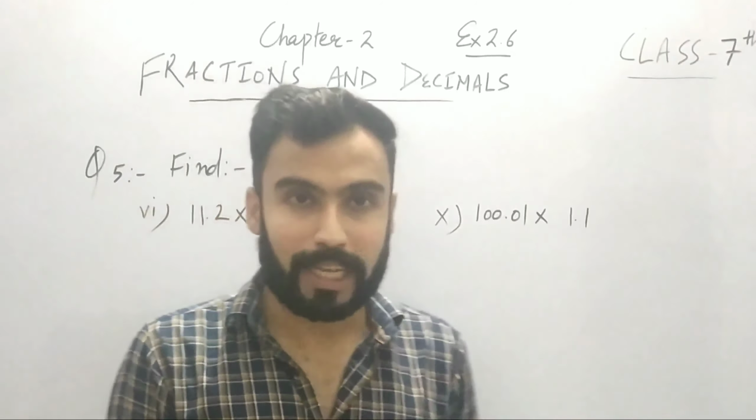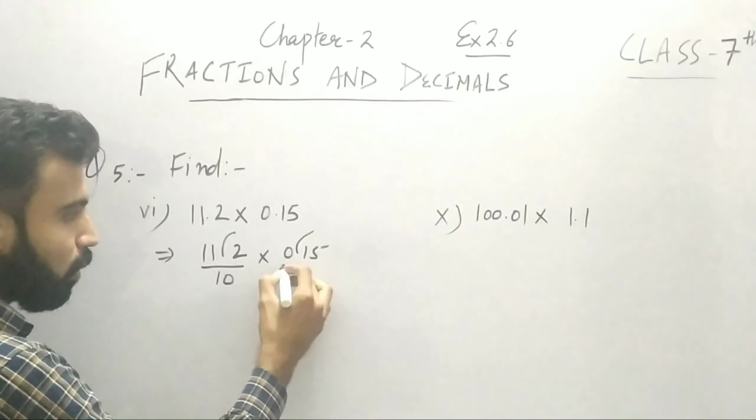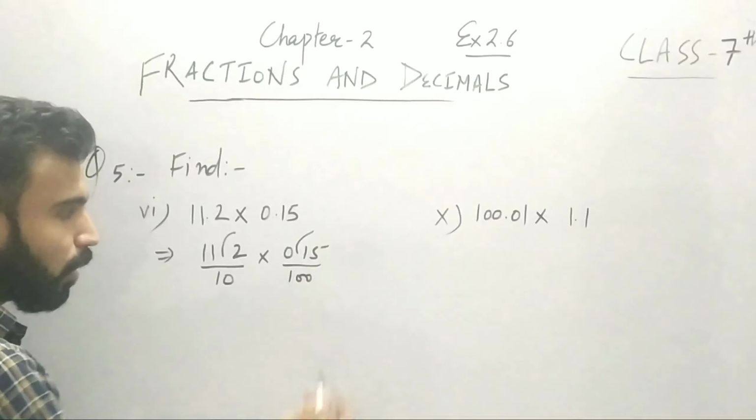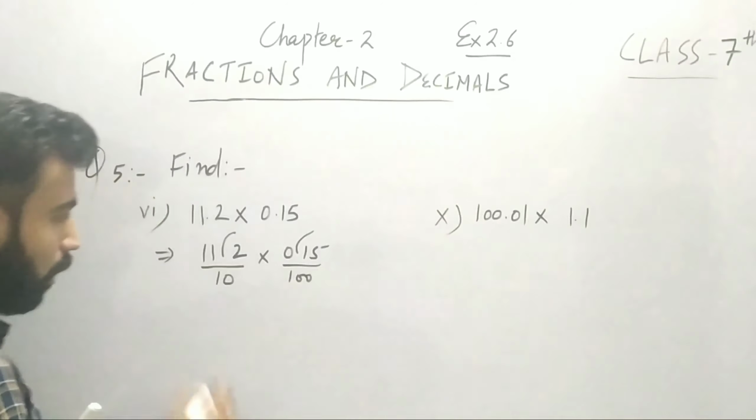So you can see here 11.2. You all know if I remove this decimal, 10 will come in the denominator. Similarly, if I also remove the next value's decimal, two digits were there, so 100 will come in the denominator. Now if I simply multiply 10 and 100, three zeros will come, that means 1000. 10 into 100 is 1000.